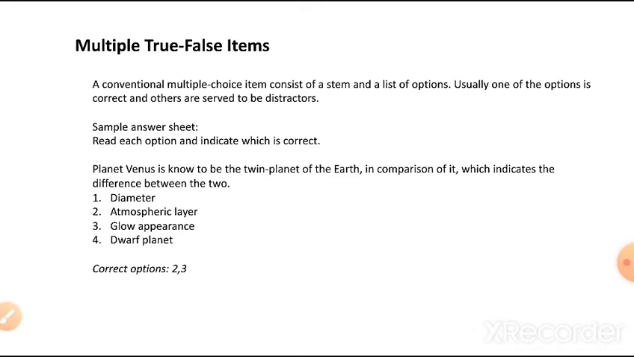So the correct option here is the atmospheric layer, because Venus has a thicker atmospheric layer than the Earth, and that also explains the difference in glow appearance between the two. Because the atmospheric layer of Venus is much thicker, the radiation of the sun gets trapped in Venus. That makes Venus the brightest planet among the rest of the planets, and that is why it is called the morning star and the evening star, because of the sun's radiation trapped in Venus by the atmospheric layer. So the correct options are 2 and 3.